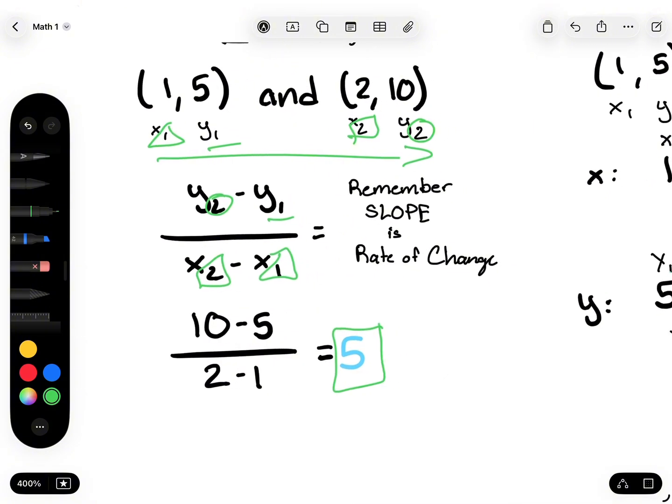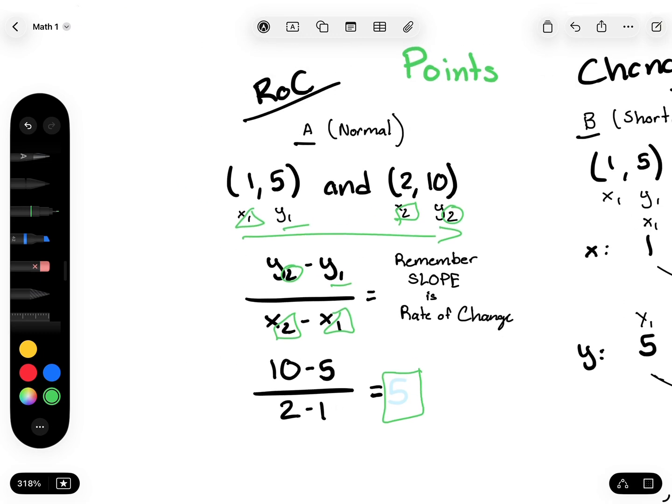However, this may make it simpler for you, so it depends solely on what makes more sense to you. I'm going to spend less time on rate of change in this video, so if you feel the need to emphasize more on rate of change, please check out my previous video. I go into depth about rate of change.